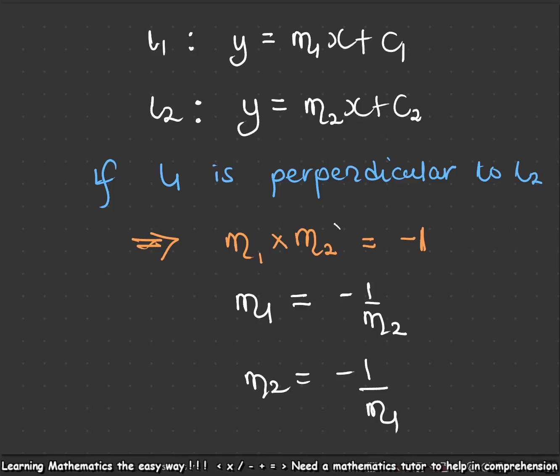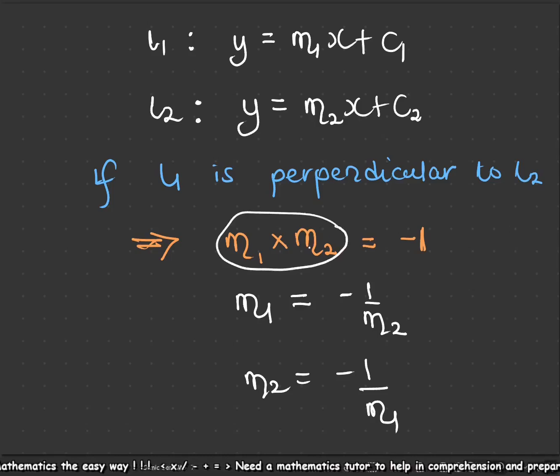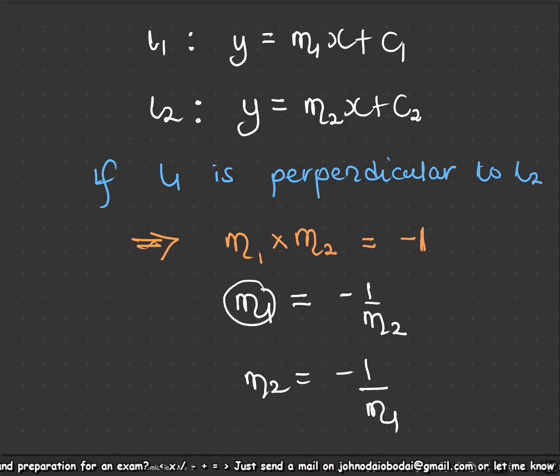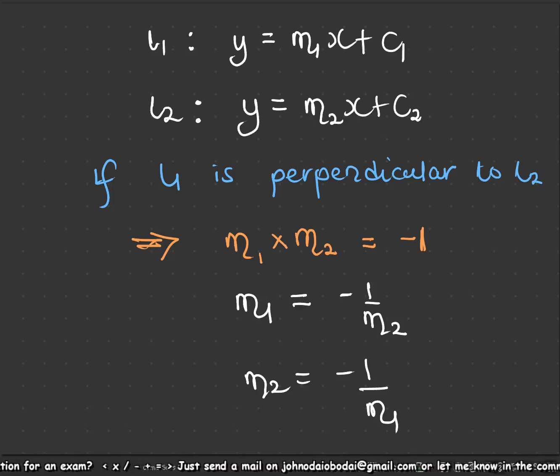For this, you just want to make m1 or m2 the subject. For this, you are making just m1 the subject, and this just m2 the subject. So any that you think you can easily remember is fine. The first one says the product of the two gradients is equal to what? -1. And for the second one, the gradient of one is the negative reciprocal of the other. Now let's see how we can apply this to answer some questions.